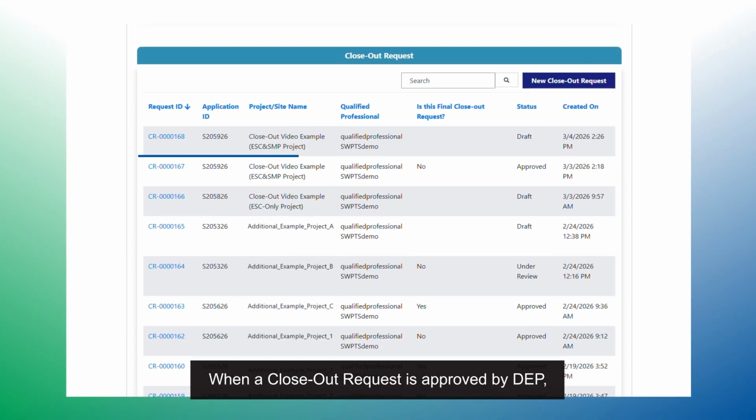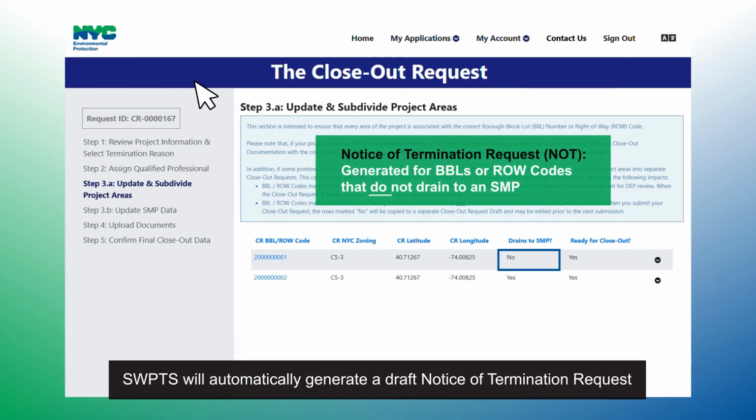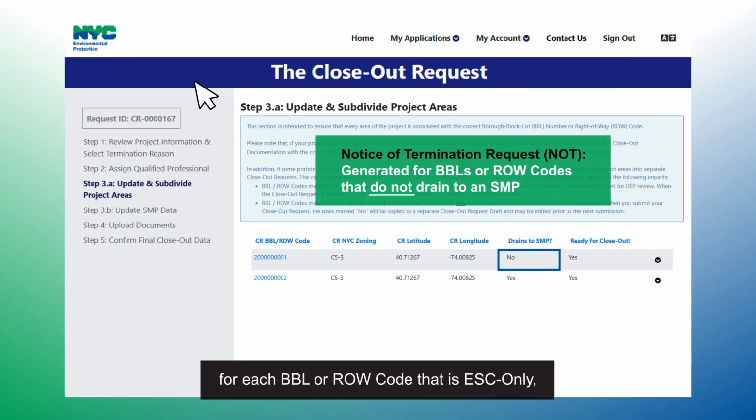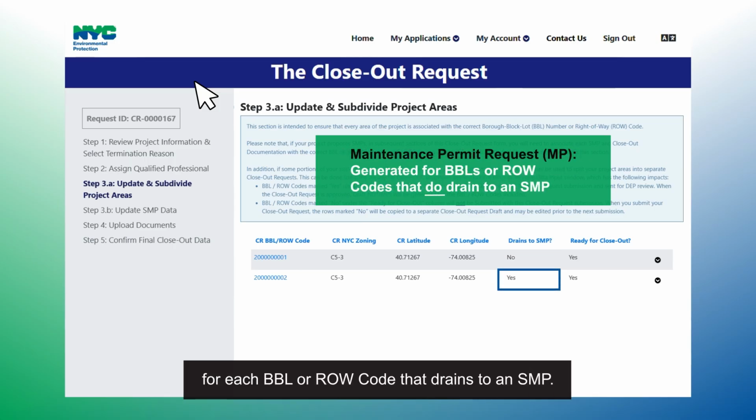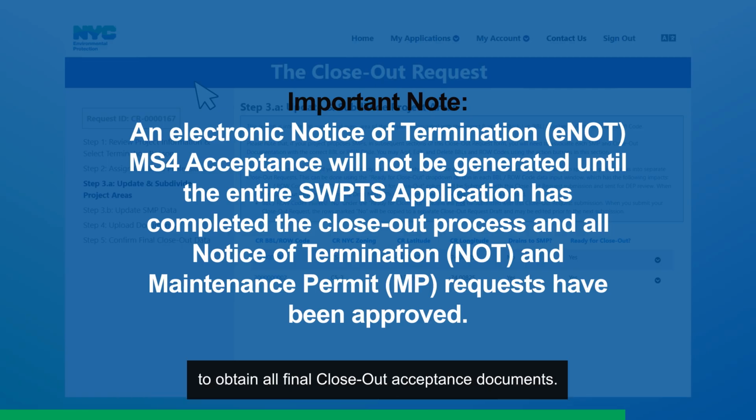When a closeout request is approved by DEP, SWPTS will automatically generate a draft notice of termination request for each BBL or right-of-way code that is ESC only, or a draft maintenance permit request for each BBL or right-of-way code that drains to an SMP. These requests must be submitted to DEP and approved for a project to obtain all final closeout acceptance documents.